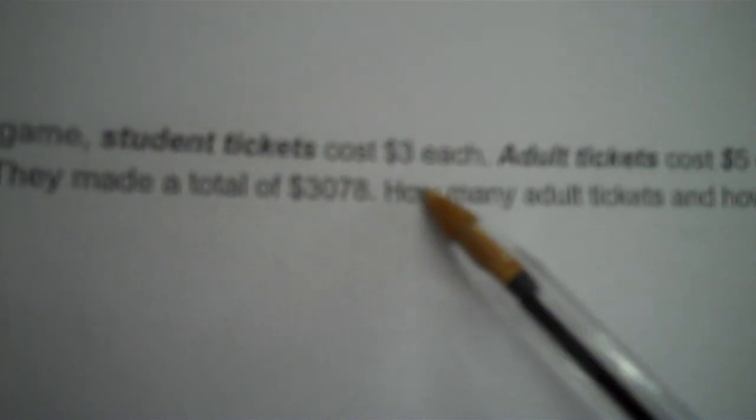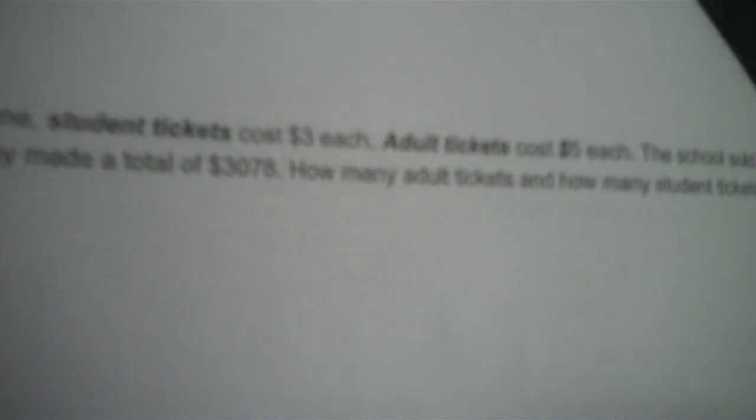We're going to set up the table ourselves now. At a football game, student tickets cost $3 each. Adult tickets cost $5 each. The school sold 700 tickets. They made a total of $3,078. How many adult tickets, how many student tickets were sold?